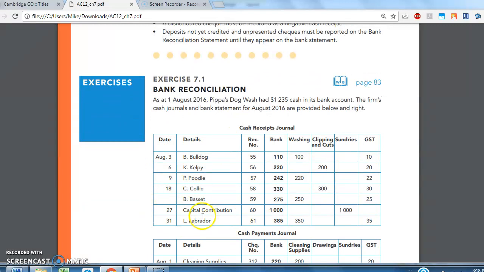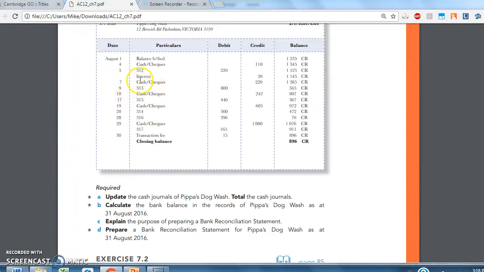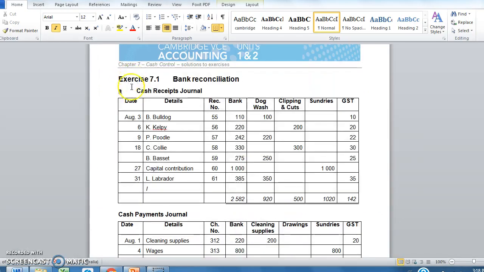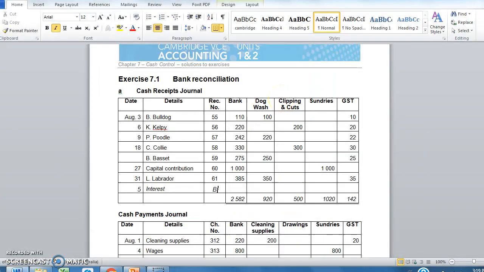So all we need to do is say, okay, what date was the interest charge? Okay, interest. So it's at the 5th. Chuck in a 5 here. 5th, and it is an interest charge. Cool. Do we have a rec number? Okay, so I don't have a rec number, so what do? It's from the bank statement.